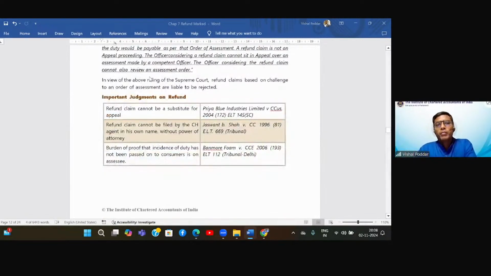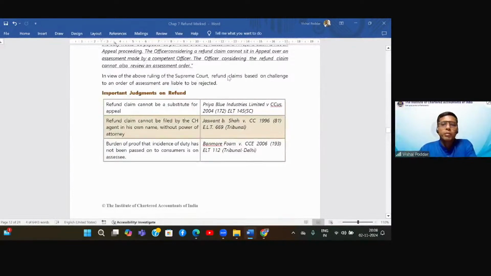So in view of the above ruling of the Supreme Court, refund claims based on a challenge to an order of assessment are liable to be rejected. So the Honorable Court was very clear that you cannot take up assessment via the refund route and challenge it there. You have to go in for the appeal or review route only.